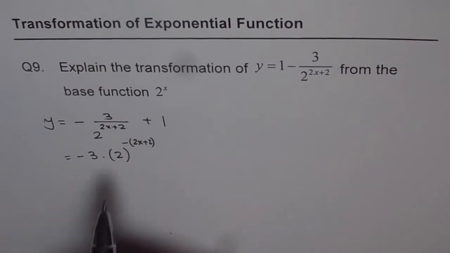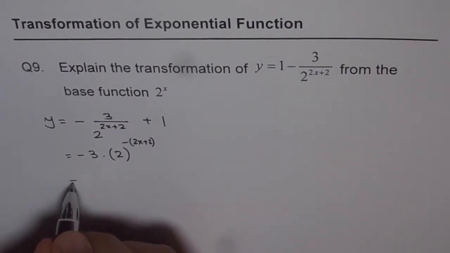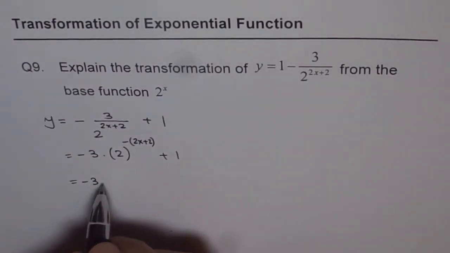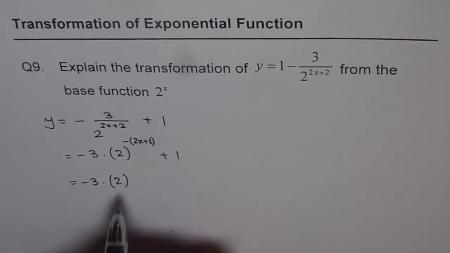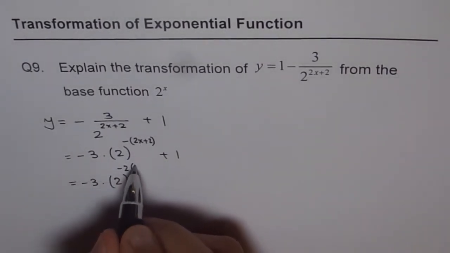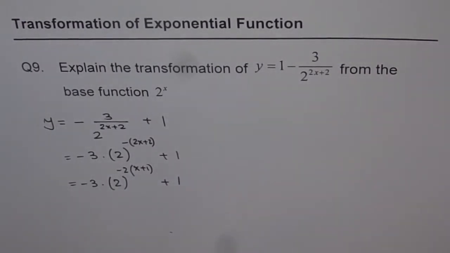Now in this equation we can factor 2 out. So if we factor 2, what do we get? Of course plus 1. We get minus 3 times 2 to the power of minus 2. So we have factored 2 out, so we're left with x plus 1 within brackets, plus 1. So that is the equation which we get after rearranging it. Now from here we can write down the transformations, right?